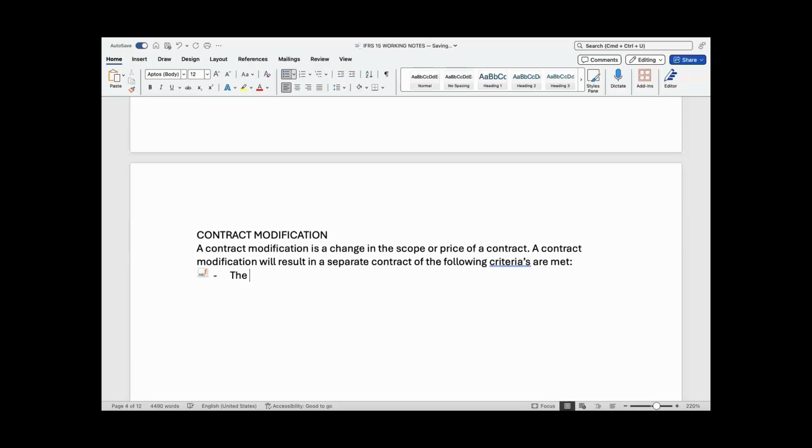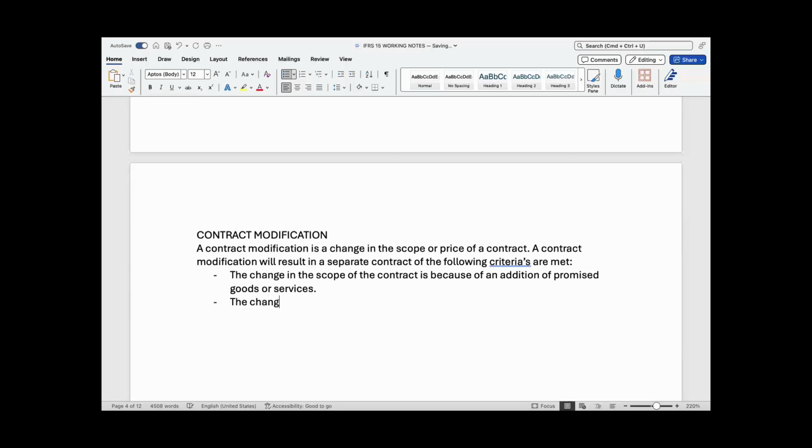Number one is that the change in the scope of the contract is because of an addition of promised goods or services. That the change in the scope of the contract is because there was an addition of promised goods or services. The customer says that he wants more goods.